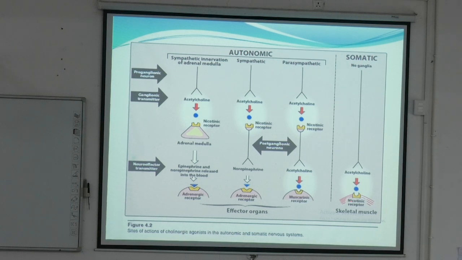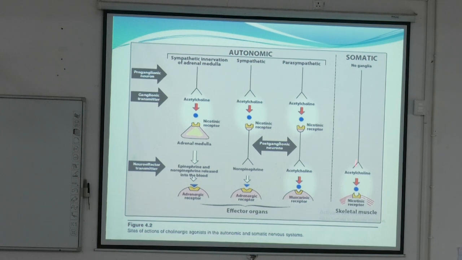In the somatic system, it acts on the nicotinic receptors. Here, the norepinephrine acts on the adrenergic receptors. Here also, it acts on the adrenergic receptors. So it is clear. Just remember, acetylcholine is the main neurotransmitter in all preganglionic autonomic neurons, whether sympathetic or parasympathetic, and also somatic. In the postganglionic neurons, in the parasympathetic, there is always acetylcholine. In the sympathetic, in most cases, it is norepinephrine, but in some cases, there is acetylcholine.